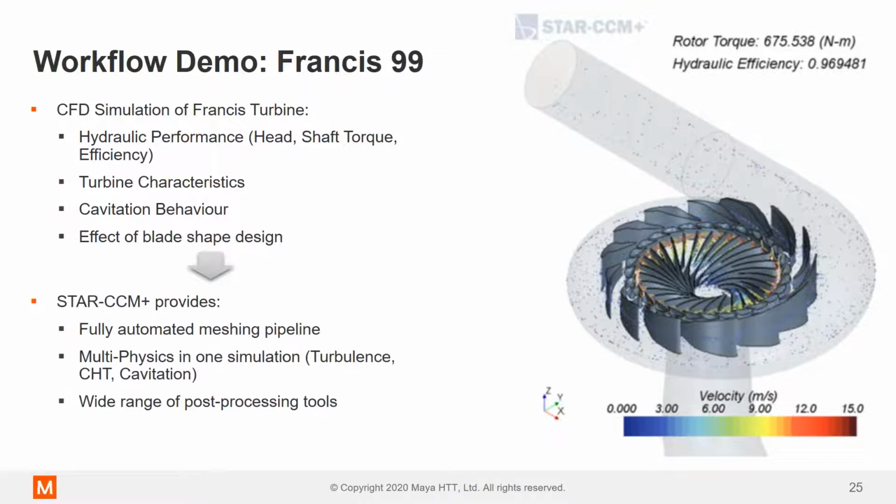So to do that, Star CCM Plus provides a fully automated meshing pipeline, a multi-physics platform, all done in one simulation. So we'll look at turbulence, conjugate heat transfer, cavitation, and a wide range of post-processing capabilities. But another key feature that we're going to look into is design change. And in this given simulation, we're going to look at the guide vane angle and modify that guide vane angle to see, let's say, the pressure drop performance or even the power output performance in this Francis 99 turbine.